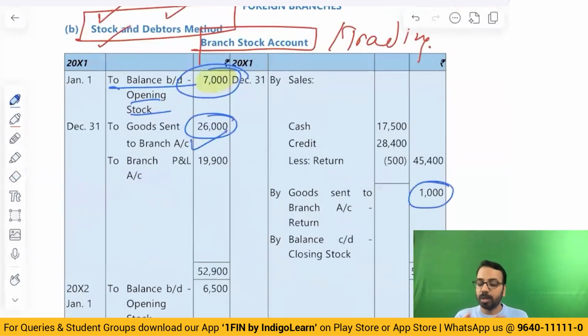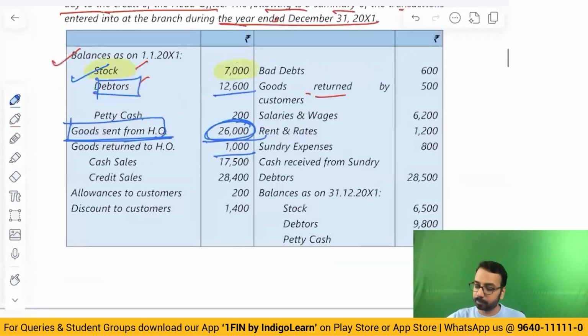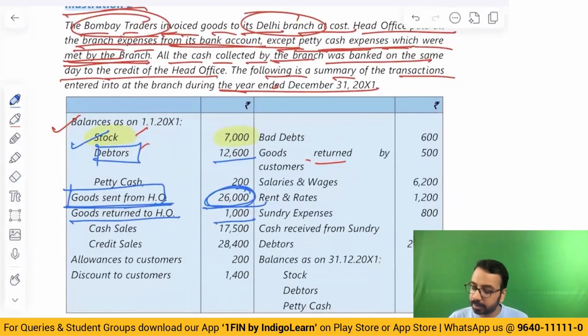So whatever is sent, you will debit branch, credit goods sent to branch account. Whatever has been returned, you will credit. Okay. Then we have sales 17,500 and 28,400. Now in trading account, what do we do with the sales? We credit the sales to the trading account. Here, we are crediting the sales to the stock account. 17,500, 28,400, and goods returned by the customers 500.